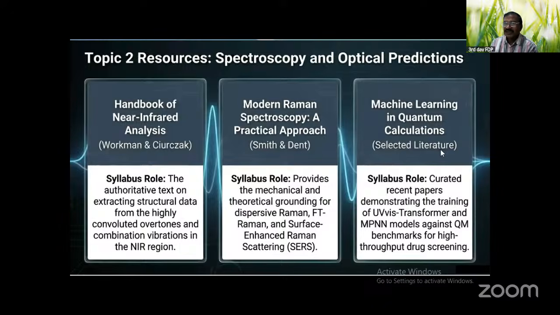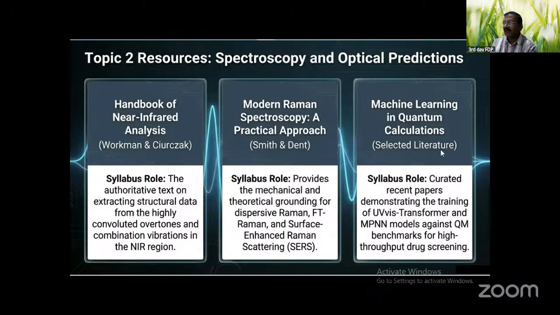Then, what are the sources of this material? First one is Handbook of Near Infrared Analysis, published by Workman and Siesler. The role in the syllabus is the authoritative text on extracting structural data from the highly convoluted overtones and combination vibrations in the near infrared region. The second textbook preferred is Modern Raman Spectroscopy, a Practical Approach, published by Smith and Dent. The role in the syllabus is that it provides the mechanical and theoretical ground for dispersive Raman, FT Raman, and surface enhanced Raman scattering phenomena.